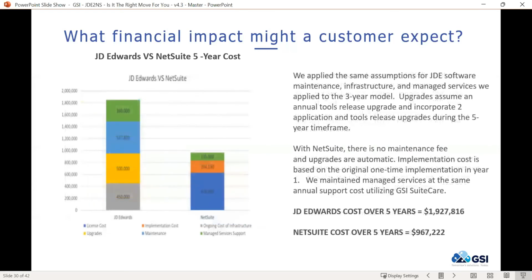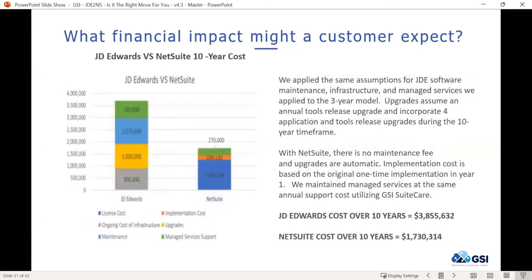In the 5-year model, you can see we apply a couple of things, a tools upgrade a year. We do anticipate 2 application upgrades during a 5-year window, and then you'll see the same consistent approach from a NetSuite perspective. Now the TCO really begins to grow on the NetSuite side. And then, of course, 10-year model. Some of the same things. Tools upgrades are accomplished each year. There's 4 different application upgrades during that 10-year window. And you can see we're being consistent in how we're applying the costs from the NetSuite side.